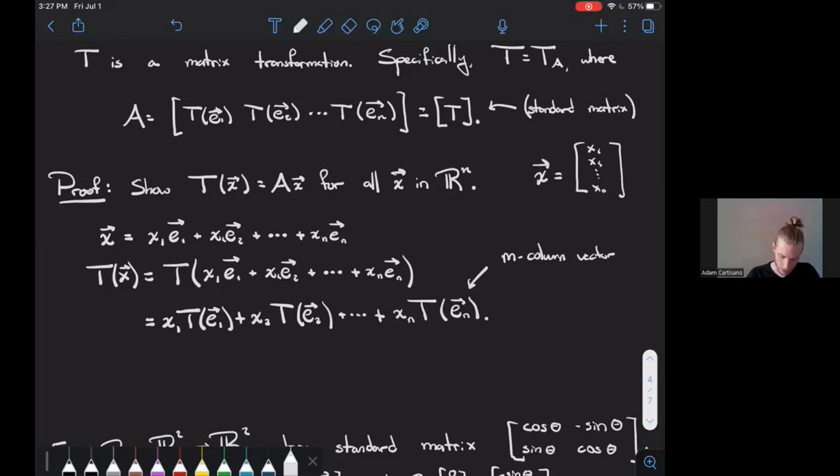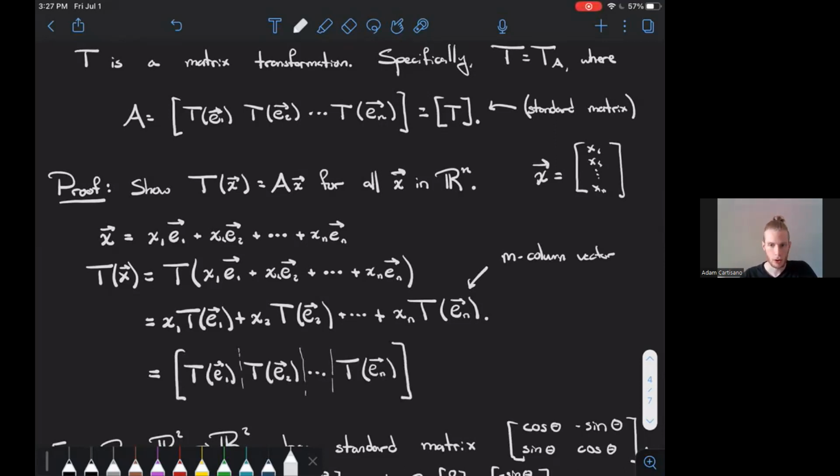By definition, this is the matrix whose columns are T of e1, T of e2, all the way up to T of en. Almost. It's this matrix times x.